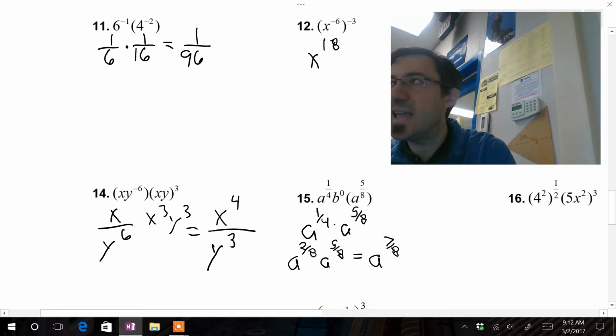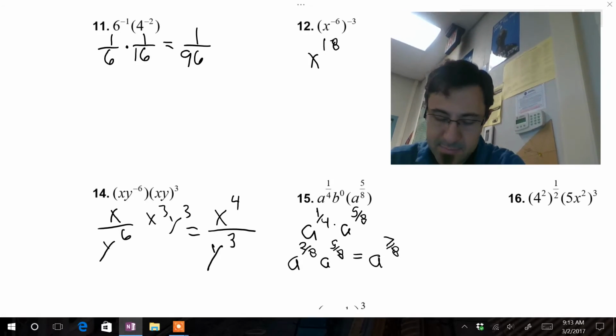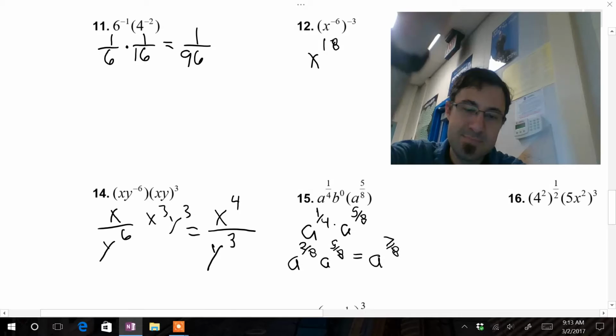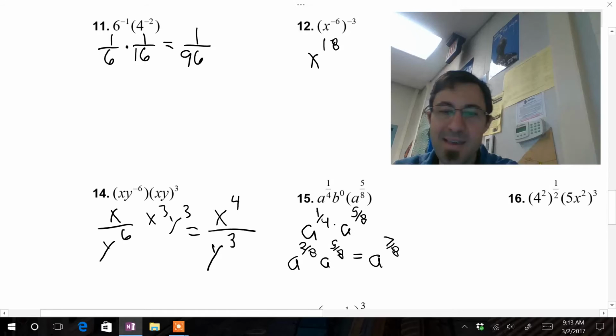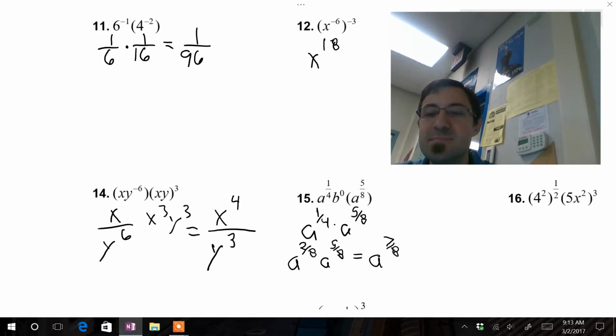Could also write that as the 8th root of a to the 7 if it wanted it in radical form.